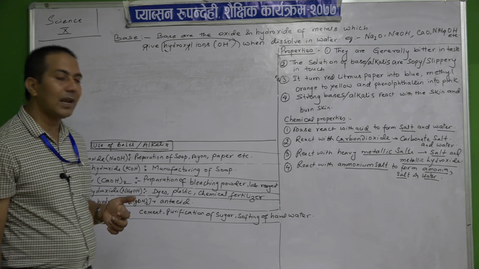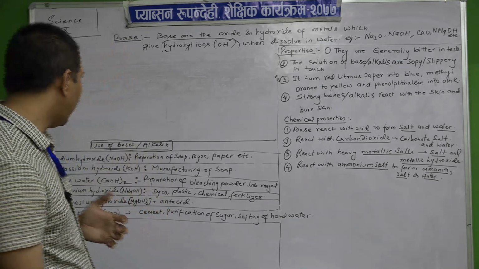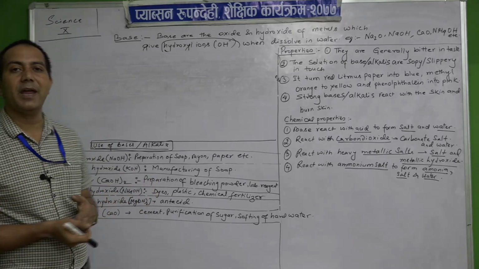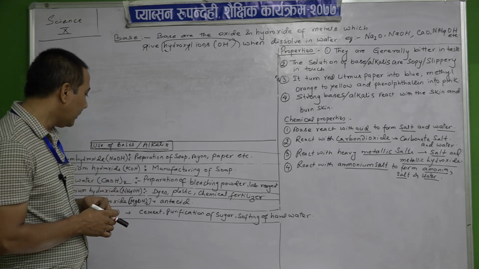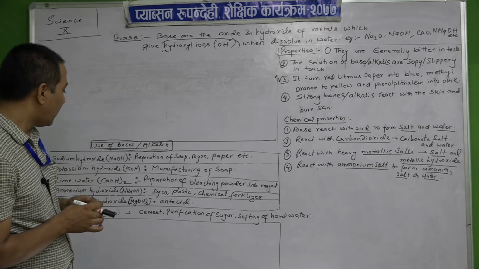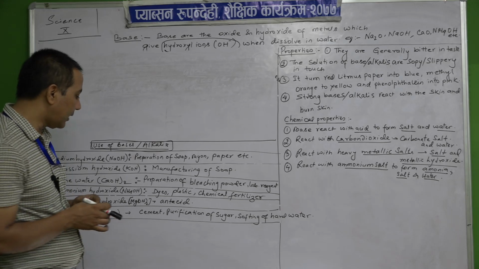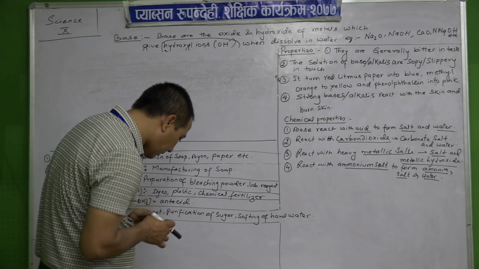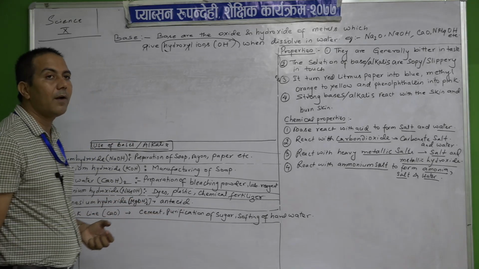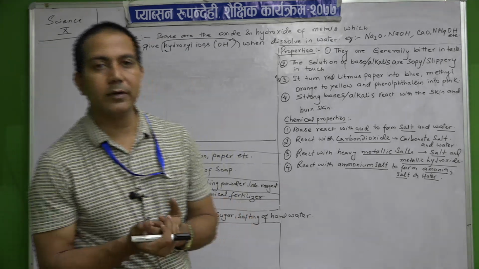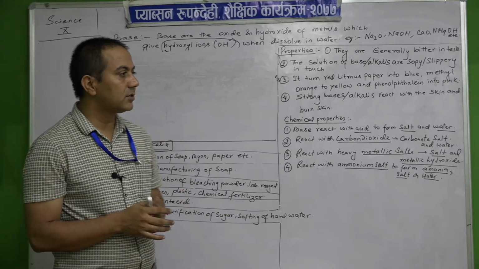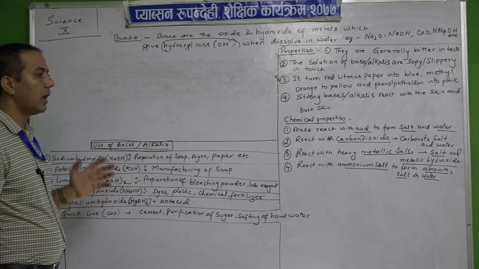Then the next one is quicklime. We have already studied quicklime. It is used for the preparation of cement. The cement industry uses quicklime, that means calcium oxide. Calcium oxide is used for the preparation of cement, and also for the purification of sugar and softening of hard water. Hard water can be made soft by using quicklime. So these are some of the properties and uses of bases.